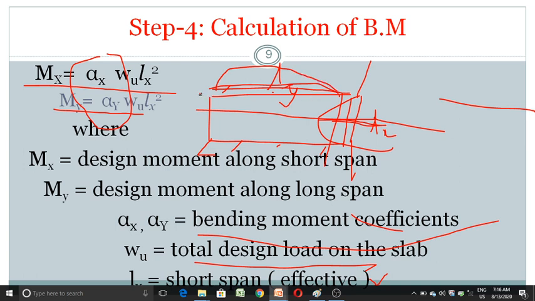And this edge is also discontinuous along this direction. So we'll get the positive bending moment at the midspan, here the positive bending moment, and here the positive bending moment. So the moment coefficient is also a positive coefficient. So these values may be positive or negative, based on what type of bending moment is likely to occur. So that's how we calculate Mx.